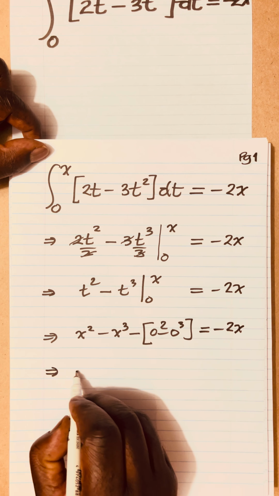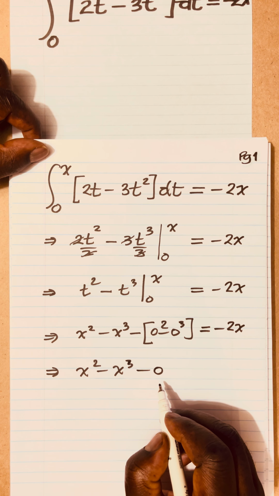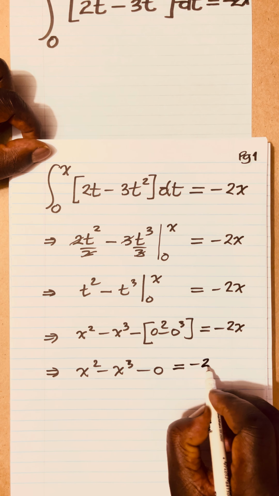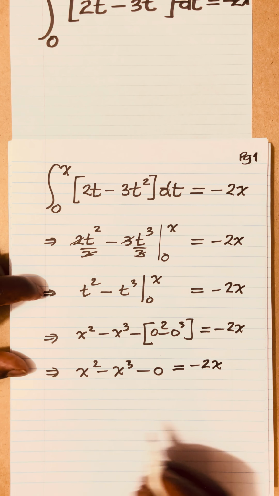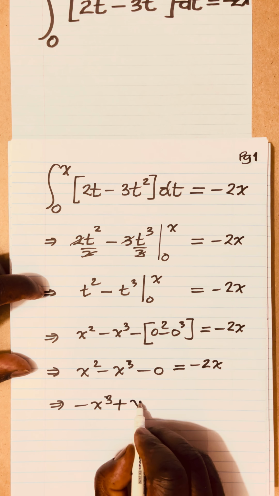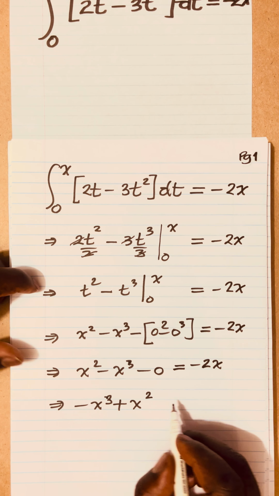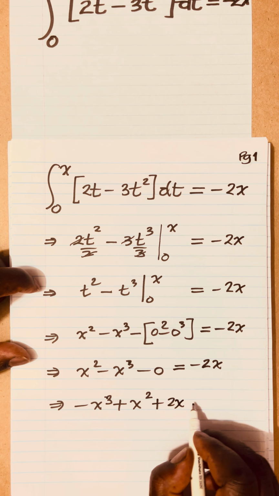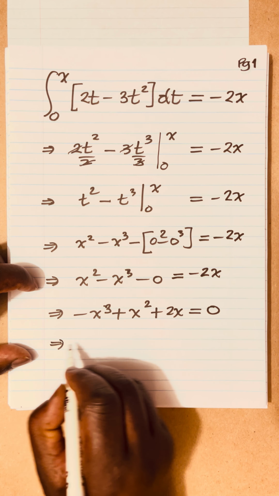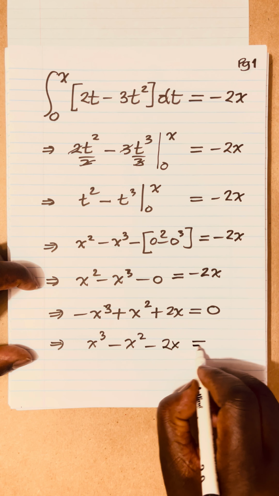Now continuing, this is x squared minus x cubed. As you can see, minus 0, because this is a simple algebraic equation. Let me just carry on for a moment. 2x, and I'm going to write this one in standard form now. We have minus x cubed and then plus x squared. Bring the minus 2x to the left hand side, or add 2x on both sides. You're going to get 2x here, and then on the right you have 0. Let's multiply throughout by minus 1. What do we get? We get x cubed minus x squared minus 2x, and this is equal to 0.